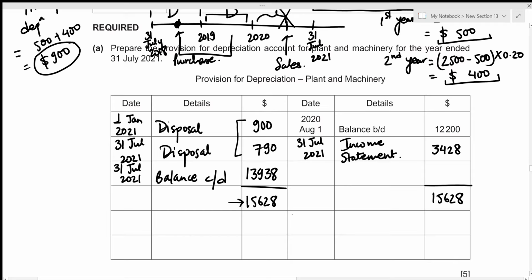Alright, now the last thing we need to do is list this closing balance as an opening balance for the next year. So we can just use the date of 2021, August 1. And we can write it down as the opening balance, balance BD, and it will have the same amount as our closing balance. So that's going to be 13,938. Okay, so this concludes the first part. Now we can move to the second one.